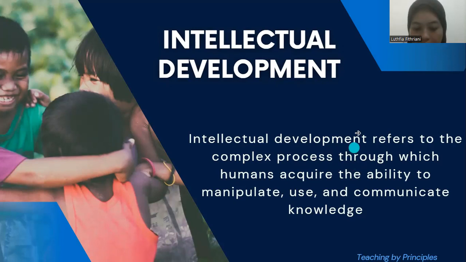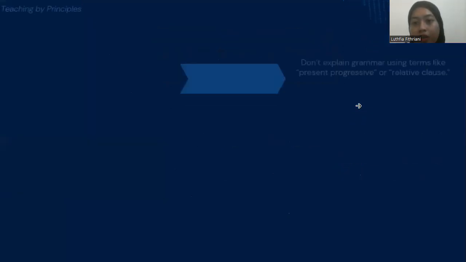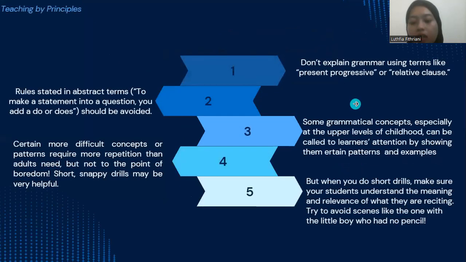and exploration. And here are some guidelines in teaching children. First, don't explain grammar using terms like present progressive or relative clause. Second, rules stated in abstract terms, such as "to make a statement into a question, you add do or does," should be avoided.